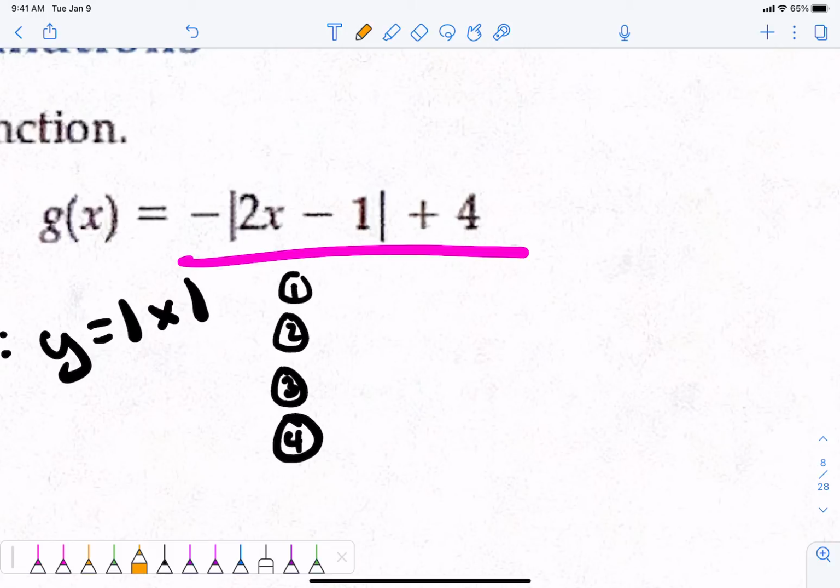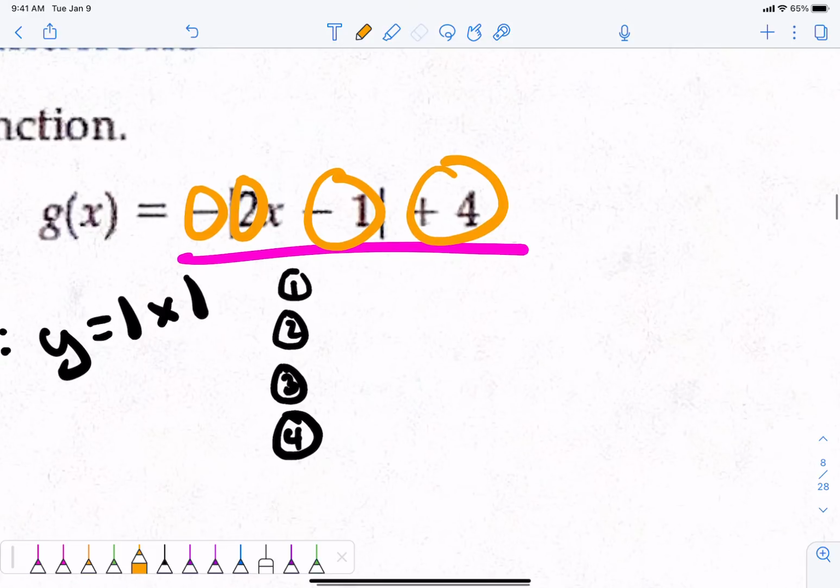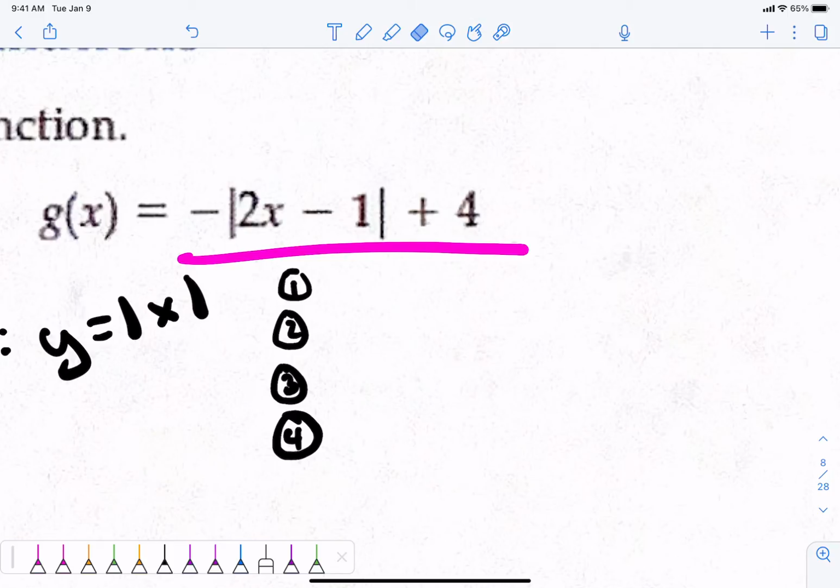The 4 things are the negative, the 2, the negative 1, and the 4, but not in that order. And order does matter in which you write them out, okay? The order does matter. Here's how you decide the order when you have multiple ones going on at the same time.